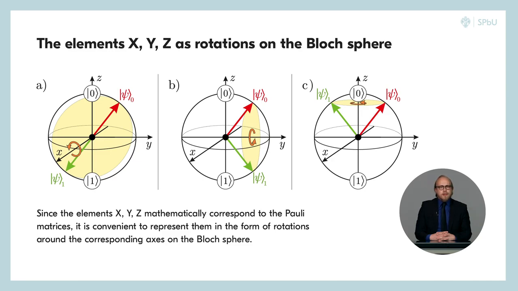We'll get a similar situation for other elements. For example, in figure B, you can see that when the element y acts on the state vector psi 0, we get, as a result, the vector psi 1 by simply reflecting the vector psi 0 relative to the y-axis, while the plane in which vector psi 1 lies and the y-axis, in this case, simply coincides with the picture plane.